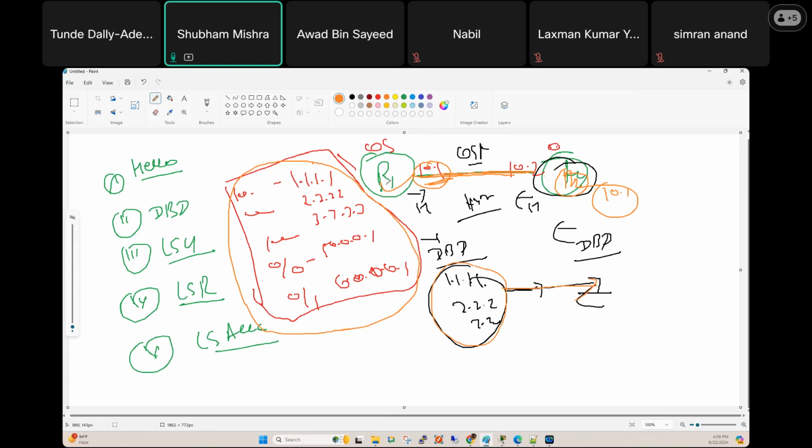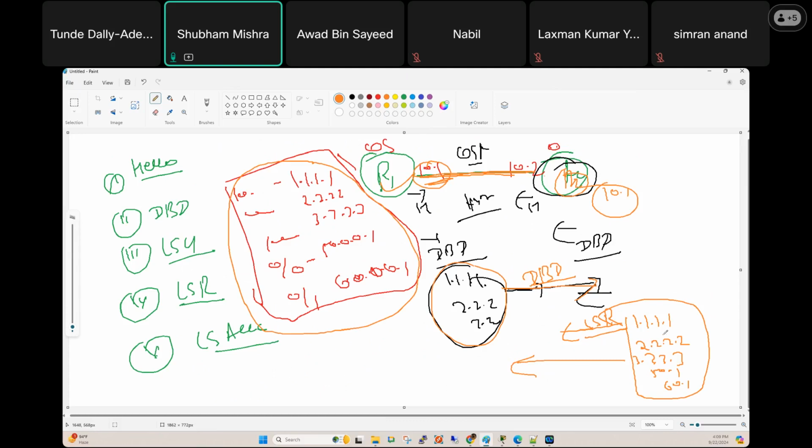Fine. With the help of which message? DBD. Fine. What will this router do? This router generates the LSR. In LSR, this router is telling 1.1.1.1, 2.2.2.2, 3.3.3.3, 50.1, 60.1. So in LSR, this router shares these prefixes.